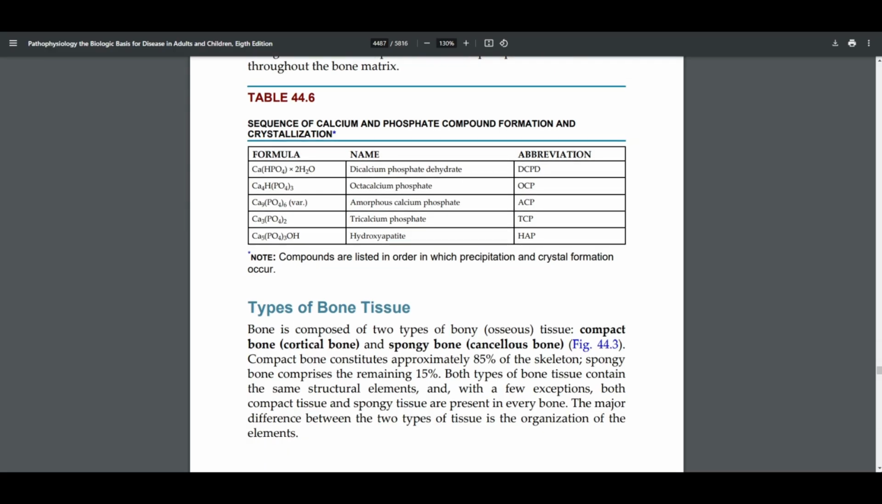So here's that table 44.6, where you see the dicalcium phosphate dihydrate, your octocalcium phosphate, your amorphous calcium phosphate, your tricalcium phosphate, and your hydroxyapatite. If you don't know what the formulas are for, let's say, chemistry, or you don't know the abbreviations, here is a good spot to pause just to give yourself a refresher.